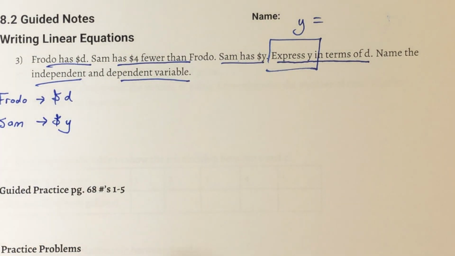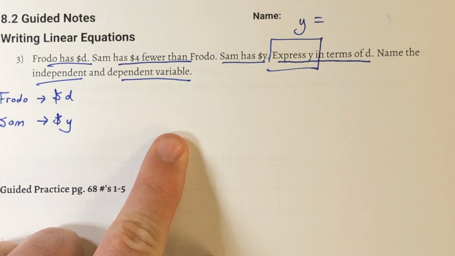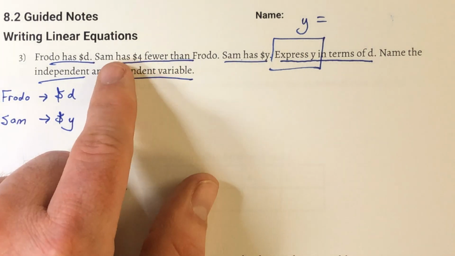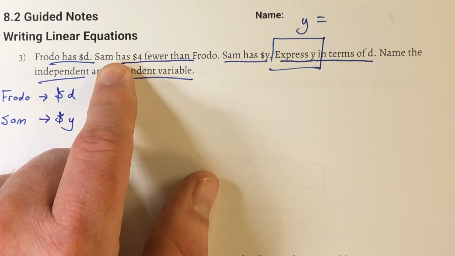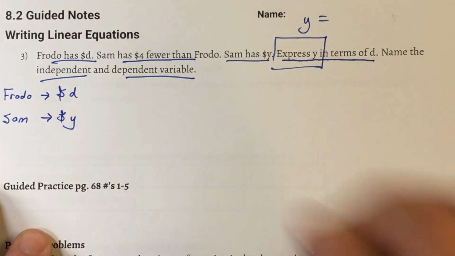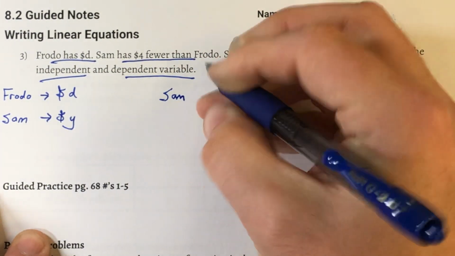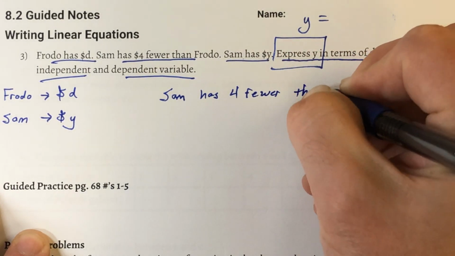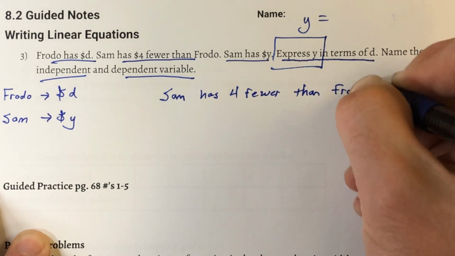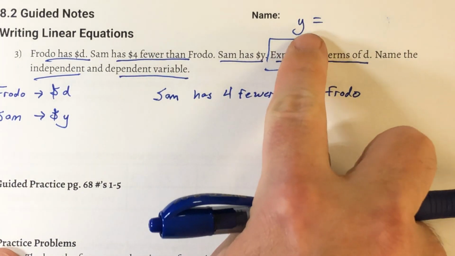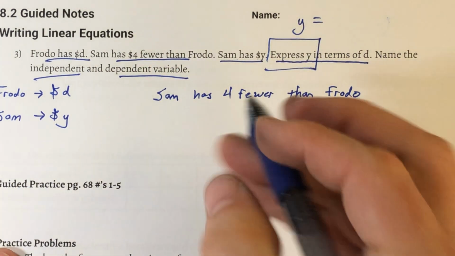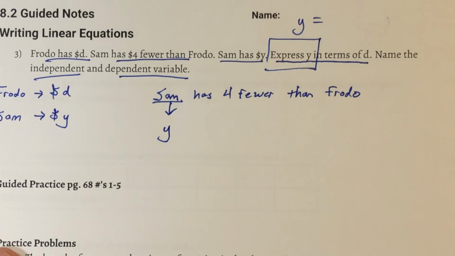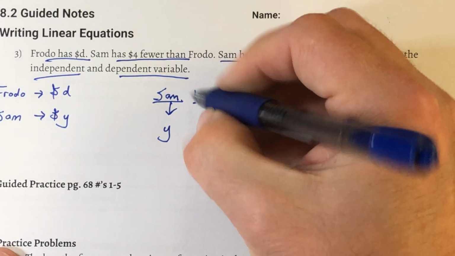All right, I could simply start with Y equals, or I can look for the sentence that relates both Frodo and Sam. I'm going to kind of do both. So here our sentence is, Sam has 4 fewer than Frodo. I already know it should start with Y equals. Let's see if that comes true. Sam, how much does Sam have? Sam has Y dollars. See, it works out. Perfect. Y.